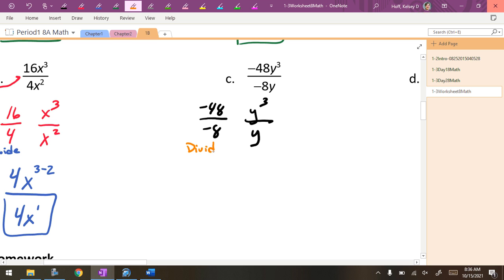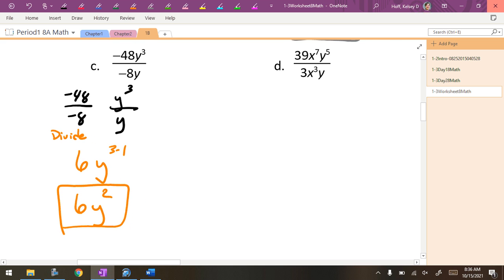All right, if we go to, I know it's labeled C again. Actually divide -48 divided by -8 gives me a +6. I keep my base. What's my base? Y. And what am I going to do to my exponents? Subtract 3 minus 1. So 6y to the 2nd power. Good job. You could say to the power of 2. Because you want to make sure that they know it's a power and it's an exponent. That's why you have to say y to the 2nd power.